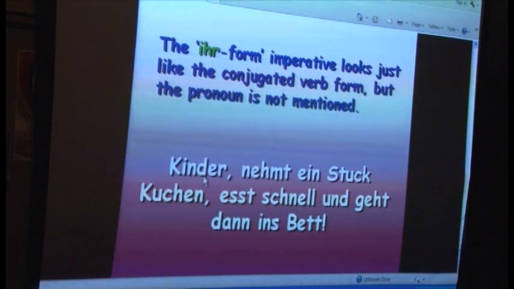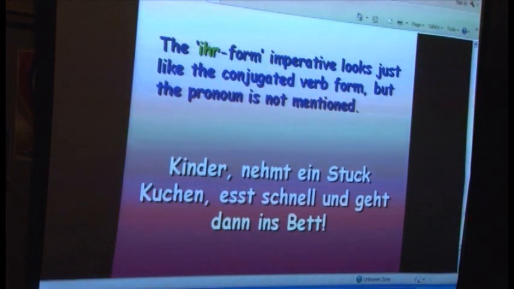What if I'm talking to one child? I have only one child, then I would say nimm. Nimm ein Stück Kuchen, iss schnell und geh ins Bett. If I have only one kid, the vowel here would change, but no T ending.